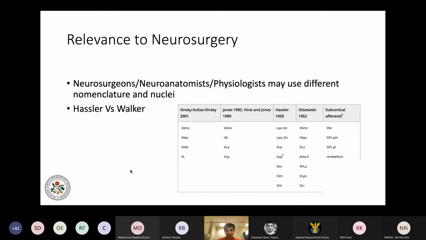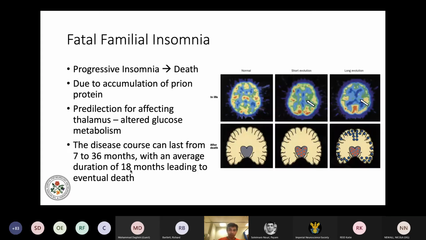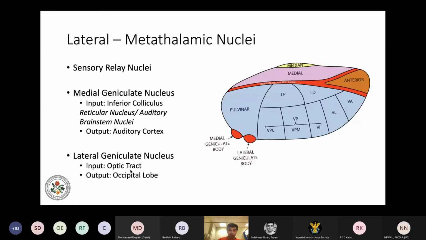Okay, so this lecture is from a neurosurgical perspective. This is going to be very brief because it is a very complex topic. As we talked about, we've covered the classification of the thalamic nuclei: medial, anterior, lateral, dorsal, ventral of the lateral area.